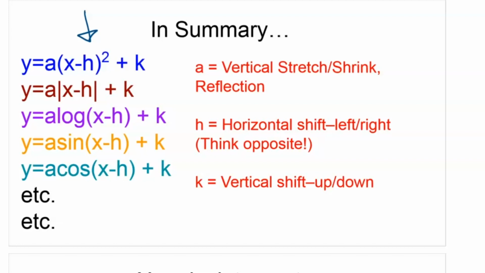And then the K value is the number that is added or subtracted outside. So not grouped in with the X, it's usually at the end. So if you add or subtract a number at the end of your equation, then that will be your vertical shift, which will shift your graph up and down. So there is just a brief overview of how to transform graphs.